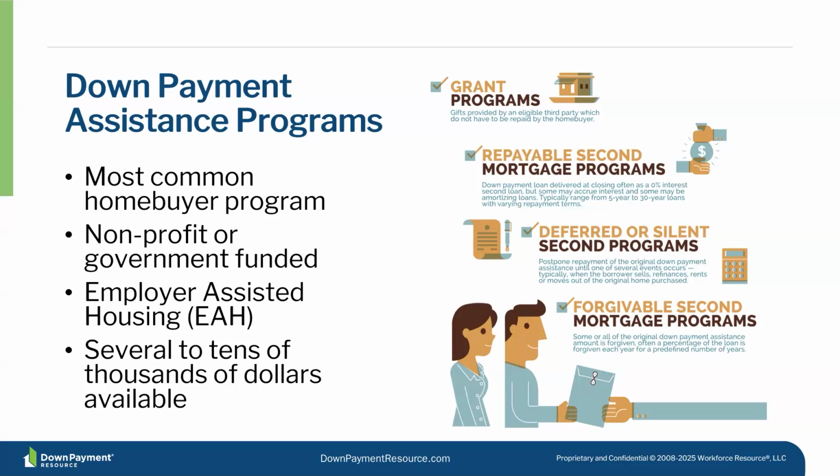Up next, we have the forgivable seconds. So this is the last of the four types. Some or all of the original down payment assistance is forgiven in these cases. Often it's a percentage of the loan that's forgiven each year for a predefined number of years. So let me give you an example. It's common for a forgivable down payment assistance program to be forgiven 20% per year each year over the course of 5 years. So these are the four types of DPAs when it comes to repayment terms.